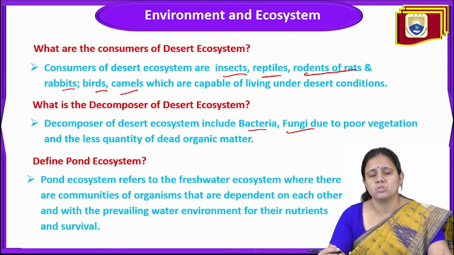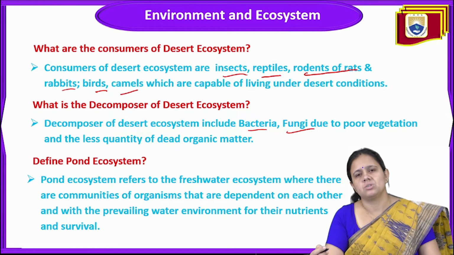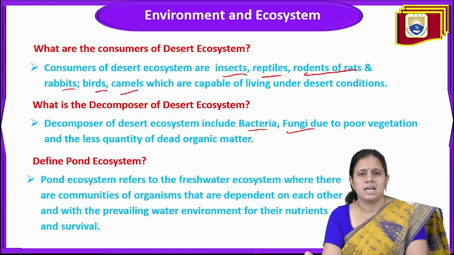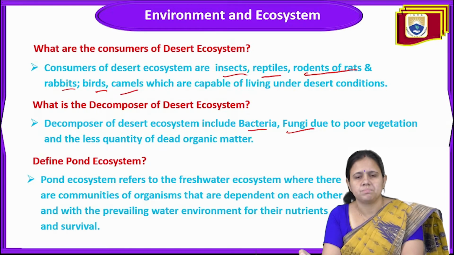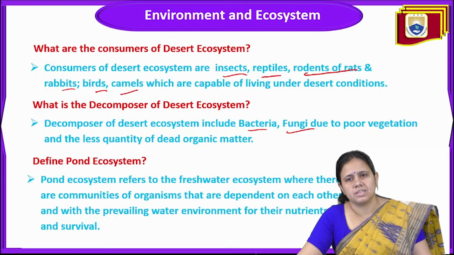And the decomposers of the desert ecosystem mainly include some bacteria and fungi. Due to very less vegetation in the desert ecosystem, the quantity of dead organic matter is also very less. And due to less vegetation, the nutrients or the dead organic matter are also very less.